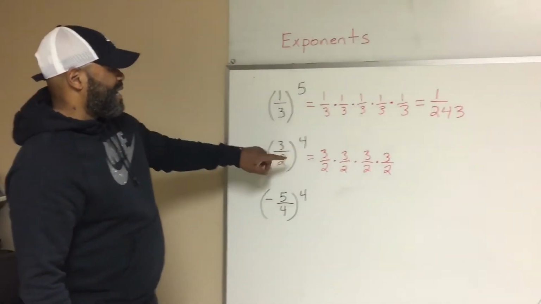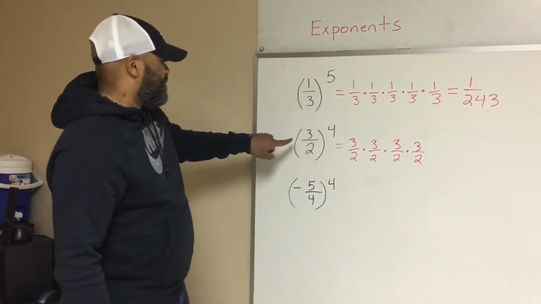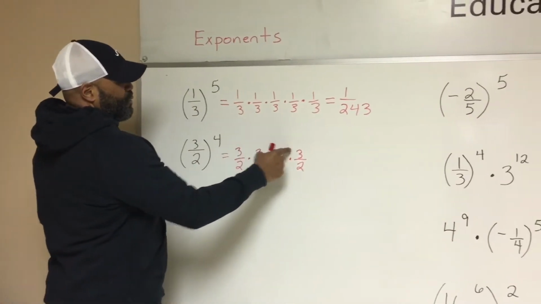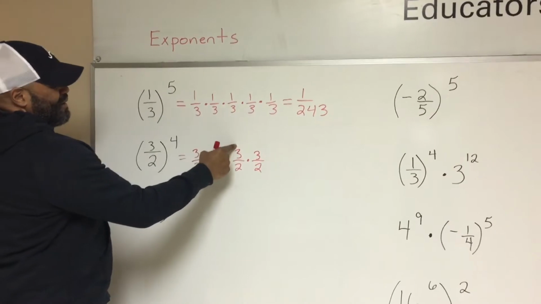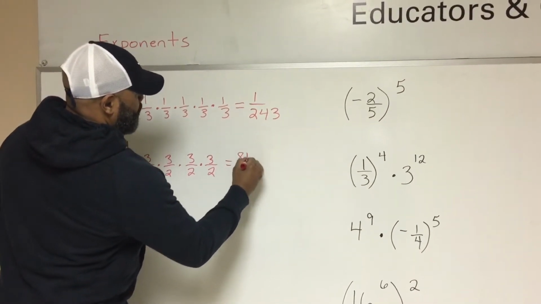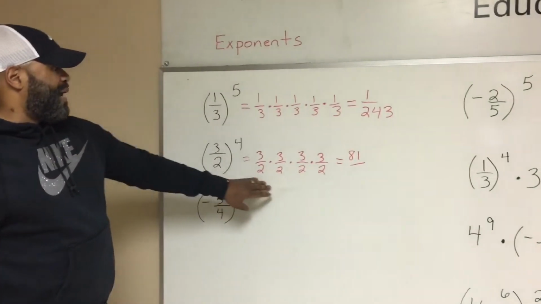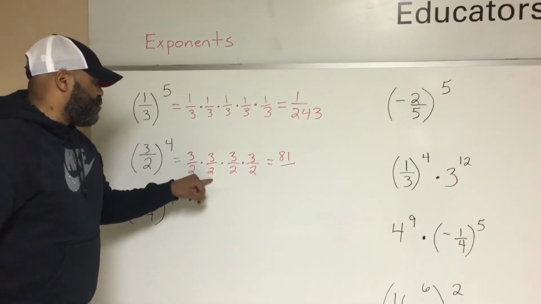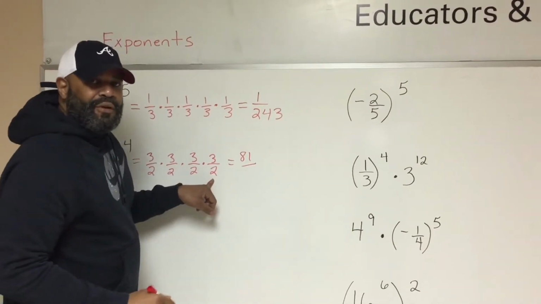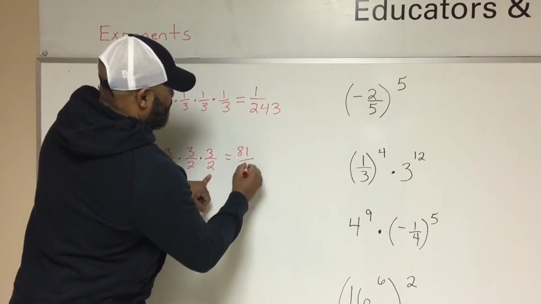Why am I multiplying 4 times? Because that's what it said, 4 times. Take it, write it down 4 times and multiply. 3, 3, 3, 3, multiplying. That's 9, 27, 81 up top. That's my numerator. On the bottom, 16, why? 2 times 2 is 4. Times 2 is 8, times 2 is 16. You have to know your timetables, ladies and gentlemen.